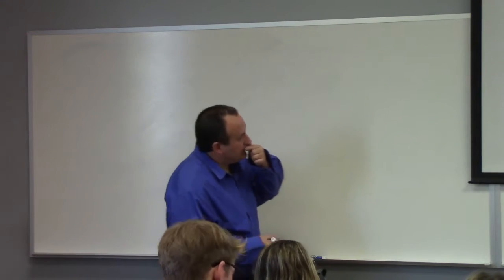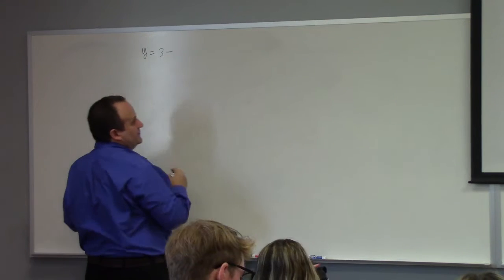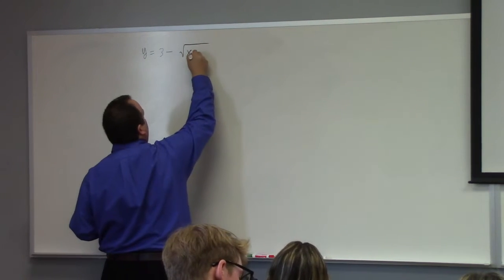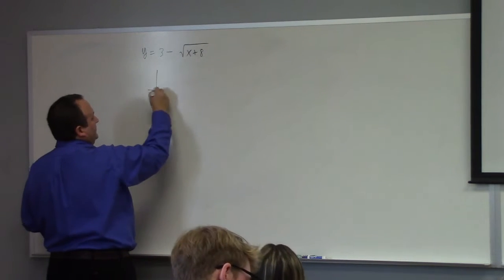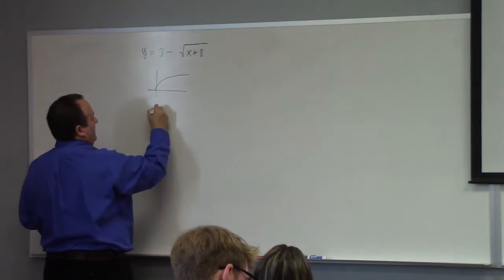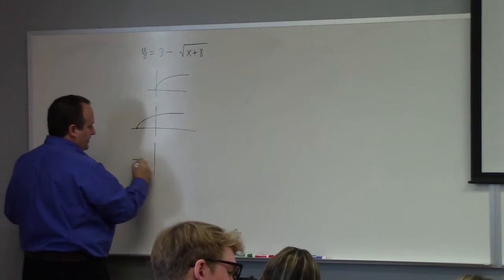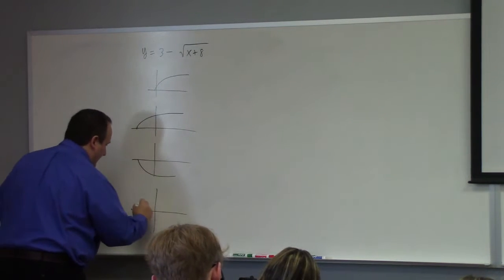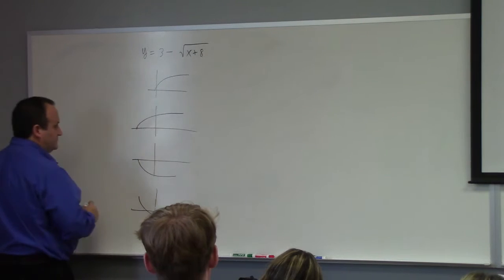So part one is y equals 3 minus the square root of x plus 8. What I would think about is I take the square root graph, and then I move it 8 over here. Then I flip it. And then I add up 3. So it should look something like that.